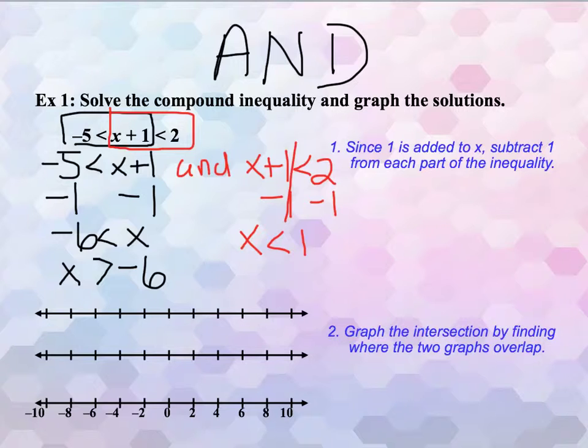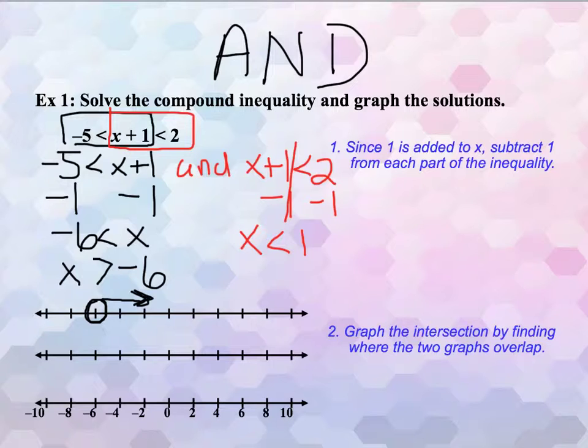And let's go ahead and graph both solutions. We'll graph the first one, x greater than -6. So here is -6. It's going to be an open circle since there's no line underneath the inequality symbol. And greater than -6 is going to be off to the right-hand side.